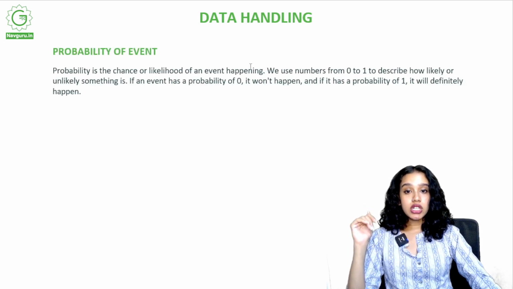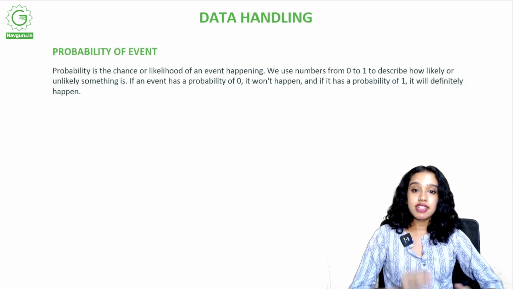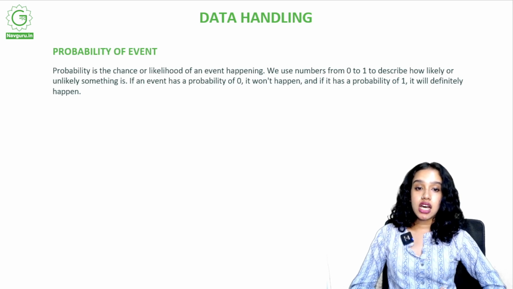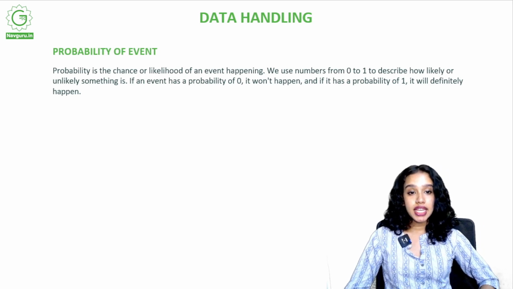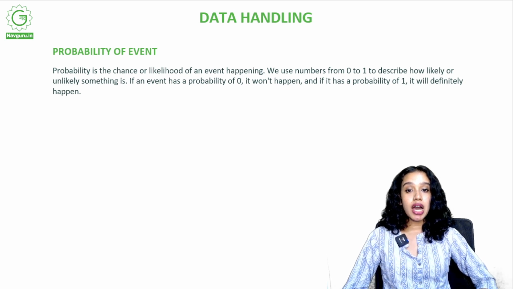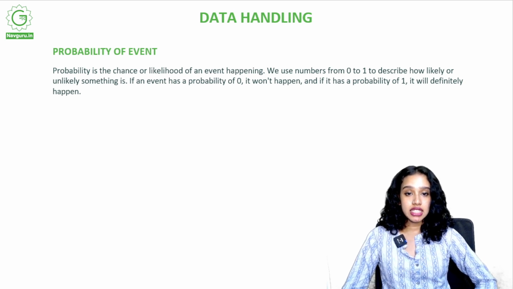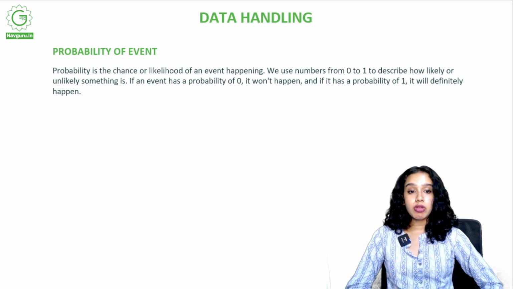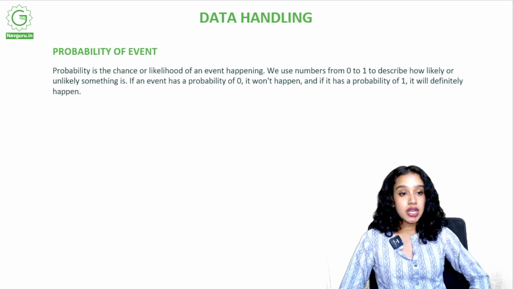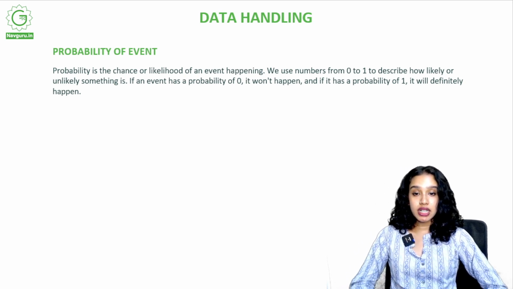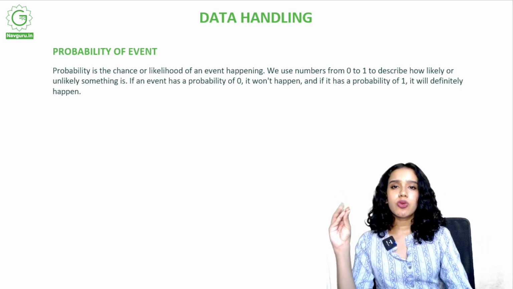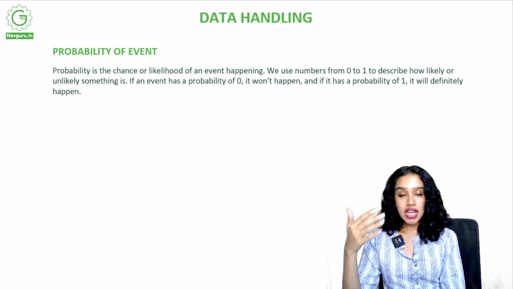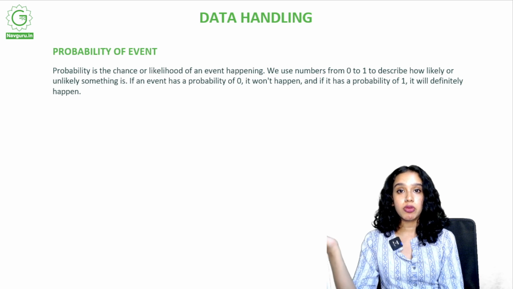Now, what is the probability of an event? Probability is the chance or likelihood of an event happening. We use numbers from 0 to 1 to describe how likely or unlikely something is. If an event has a probability of 0, it won't happen, and if it has a probability of 1, it will definitely happen. The chance of something happening is called the probability, right?